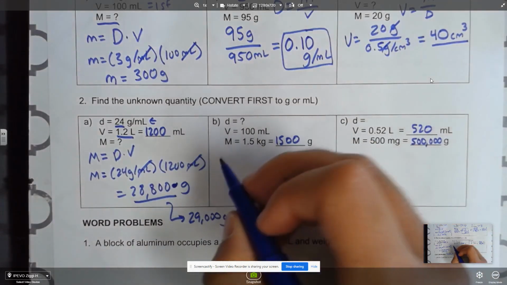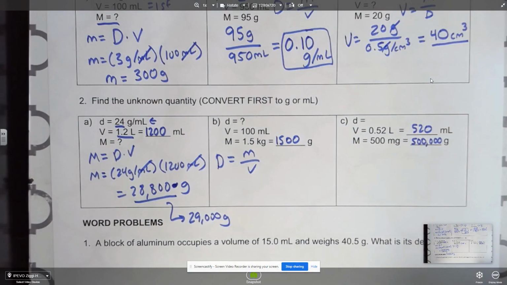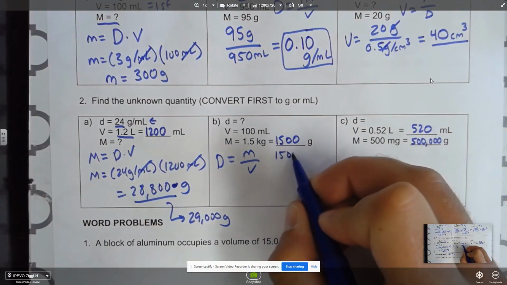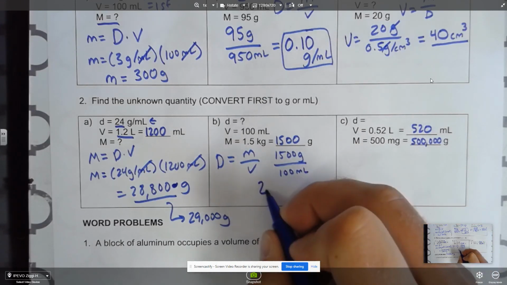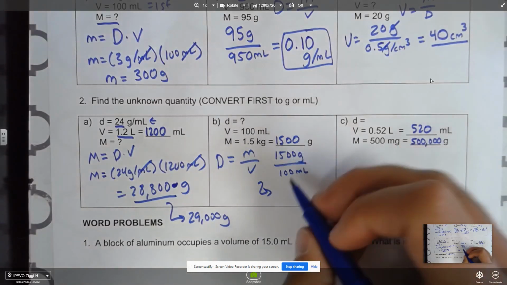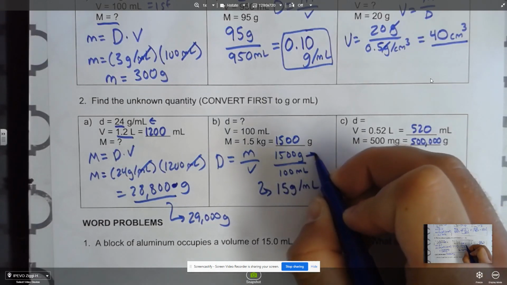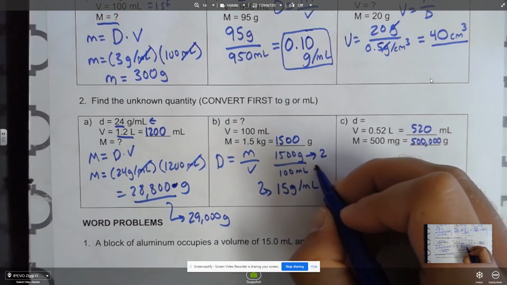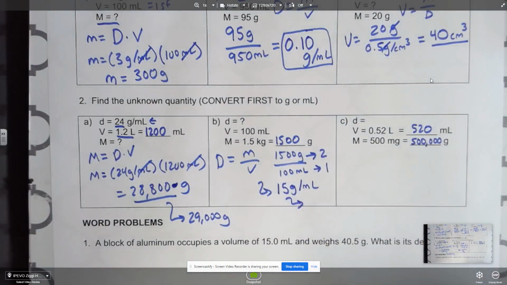Over here, same thing. We're solving for density. Mass over volume. So let's use the correct formula here. Mass, 1,500 grams, volume 100 milliliters. Okay, so 1,500 divided by 100 gives you 15 grams per milliliter. This has 2 sig figs. This has 1 sig fig. So you actually have to round this to 1 sig fig. Okay, so the answer is not 15 grams per milliliter.